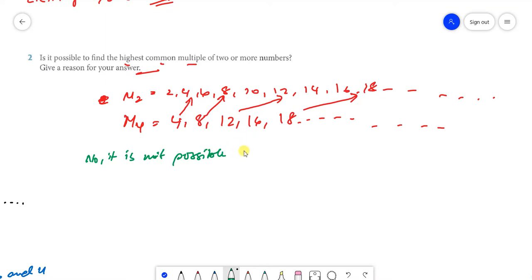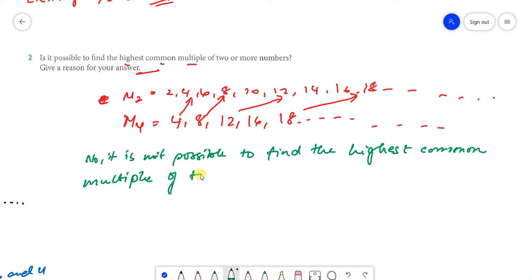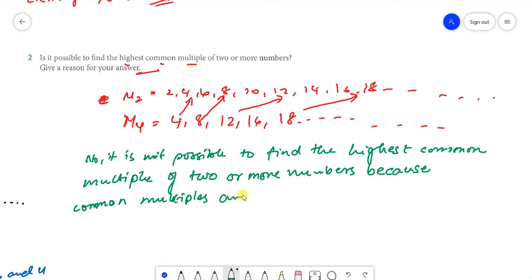No, it is not possible to find the highest common multiple of two or more numbers. You don't have to write this big, you can write a shortcut. I'm just writing it for your better understanding. Two or more numbers, because common multiples are infinite.